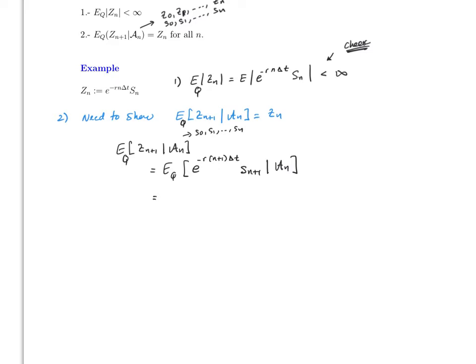Now you can take out this part because it's not dependent on this one. So this will be e to the minus r times n plus 1 delta t times the expected value with respect to Q of Sn plus 1 given An.